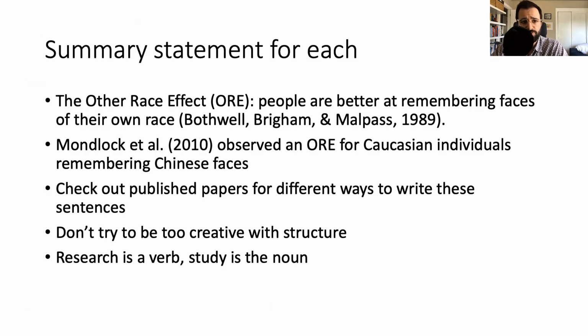So I've mocked up some summary statements for each of these. The Bothwell, Brigham, and Malpass is in the first. The other race effect is defined as the fact that people are better at remembering faces of their own race. Just a basic sort of definitional statement. I've written it in kind of a half sentence, a partial sentence, so that we can write it out in a paragraph without directly copying anything, so that our paraphrase is solid.